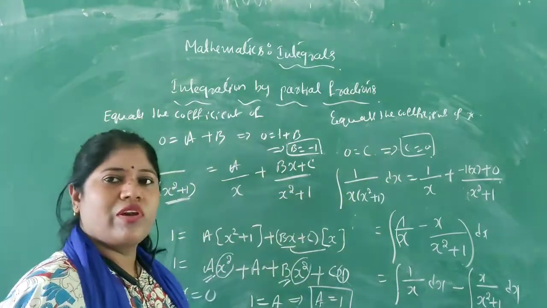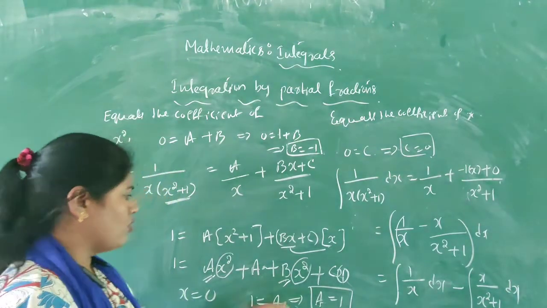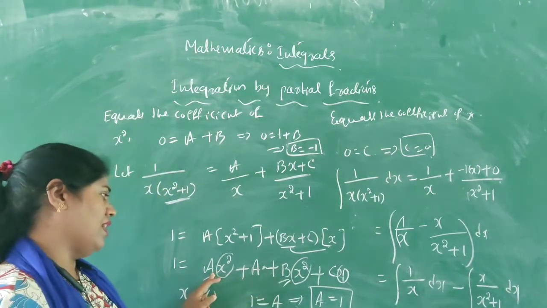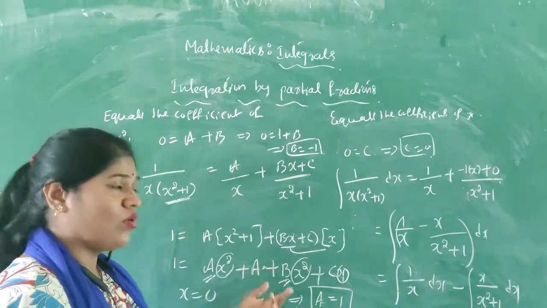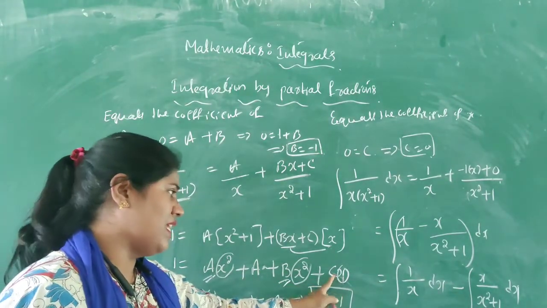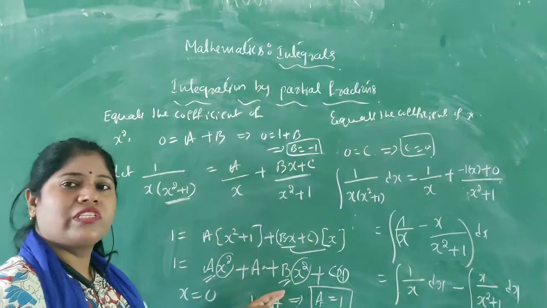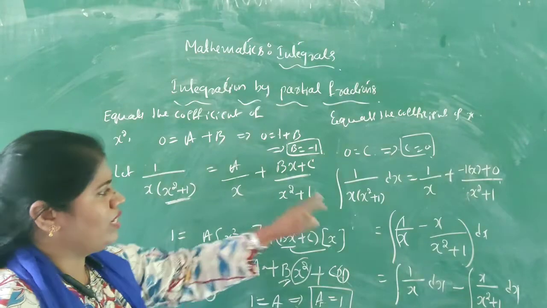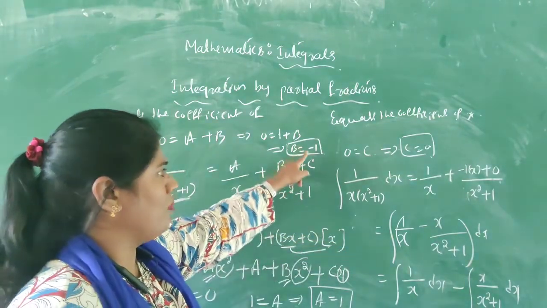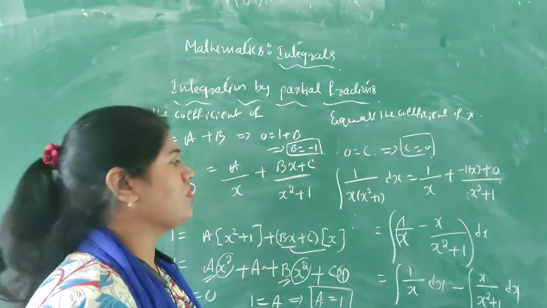How are we going to equate the coefficient of x square? So this is b and this is a. So a plus b is equals to 0. Similarly, the coefficient of x is only c. Similarly, the coefficient of the constant term is 1. So a is equals to 1, b is equals to what? b is equals to minus 1 and c is equals to 0.